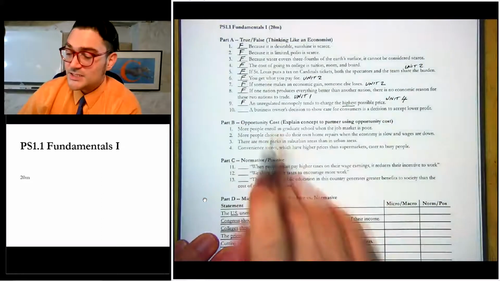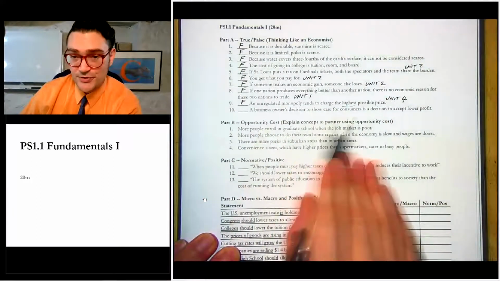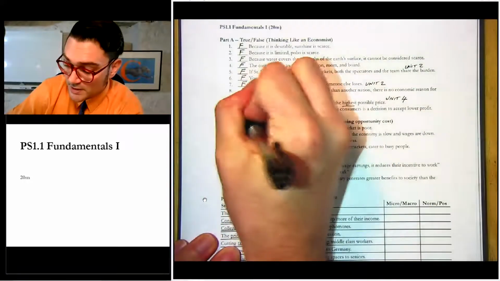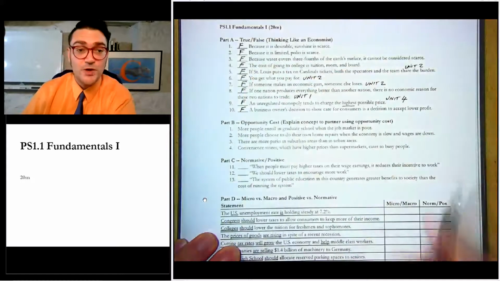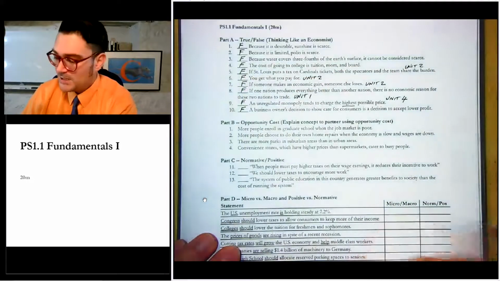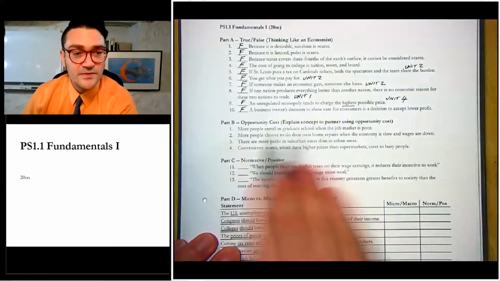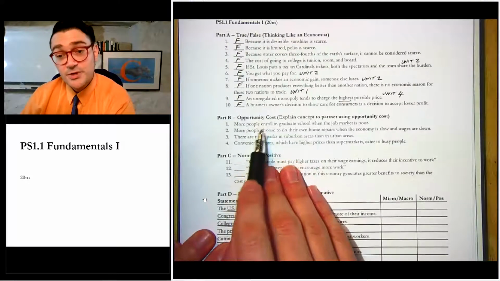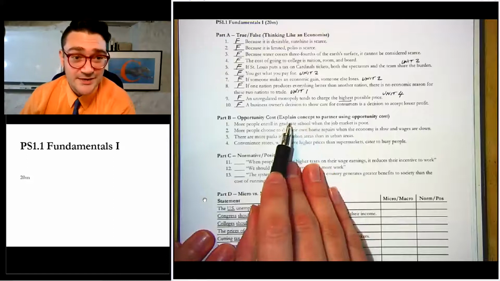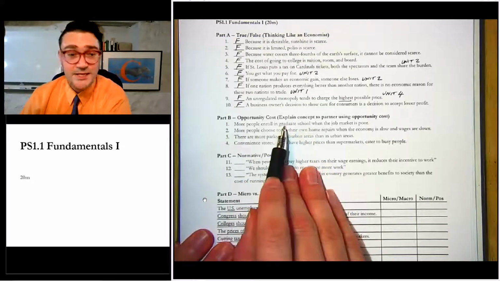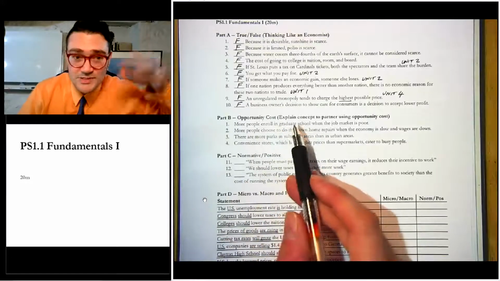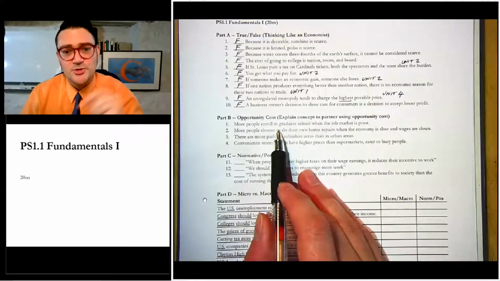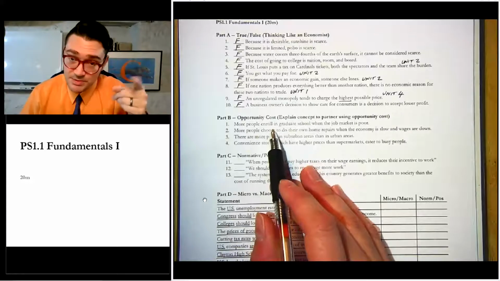Number 10, a business owner's decision to show care for their customers is a decision to accept lower profits. And that's also just not true because there are many good reasons for why you might want to care about your customers. Now, this part B is something that I think benefits if you actually have a conversation with somebody about. So I would encourage you to find somebody in your house to explain this idea to and just say, like, here's what opportunity cost is, or at least what this rando in the video says it is, and how does this concept relate to opportunity cost? So I'll give you 2 of them, and maybe you go do the other 2.